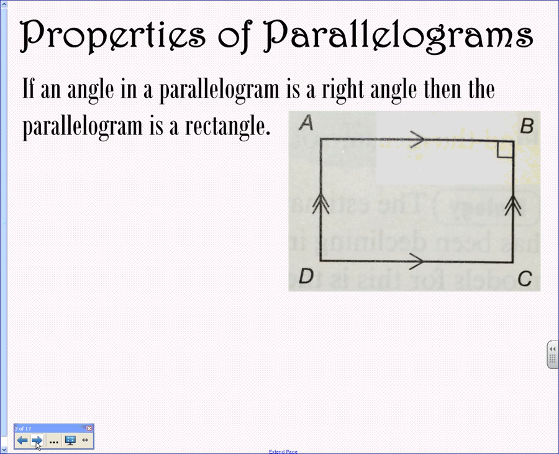So, looking at a property of parallelograms. If an angle in your parallelogram is a right angle, then the parallelogram is a rectangle. So if you have one right angle, then the parallelogram has to be a rectangle.